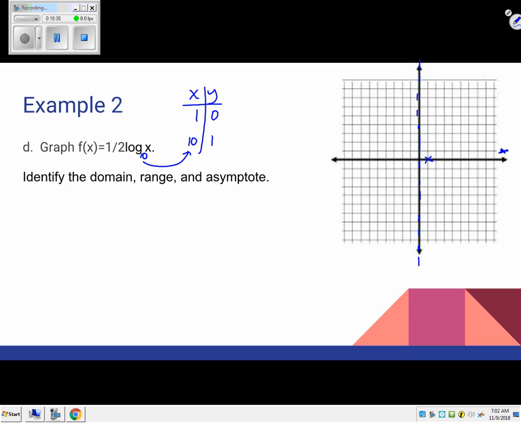Okay, so there's my parent function. I'm interested in moving those x's. In this case, I'm interested in squishing the x's. This 1/2 right here is in front, and so it will compress those x's by a factor of 1/2. Everything's going to be half the distance that it currently is from the x-axis.